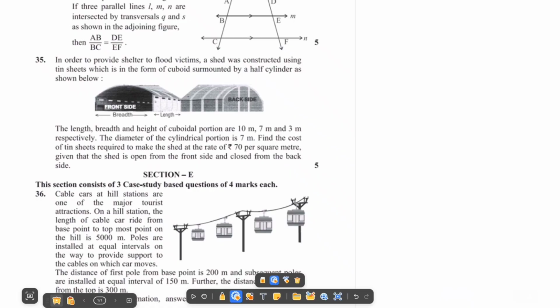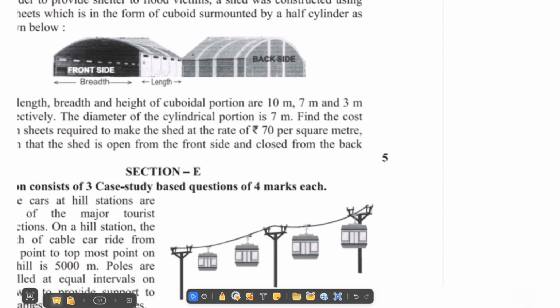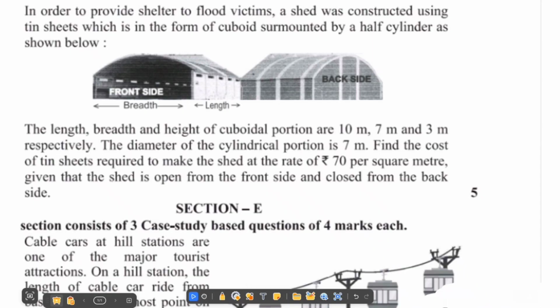So let us observe the shed carefully. Let us zoom in. First of all, we have to identify the shapes by which this shed is made. On the right side, it is a rectangle with length L and height H, so to find its area we multiply L into H. The left side is also a rectangle, length L and breadth H, so its area is L times H.